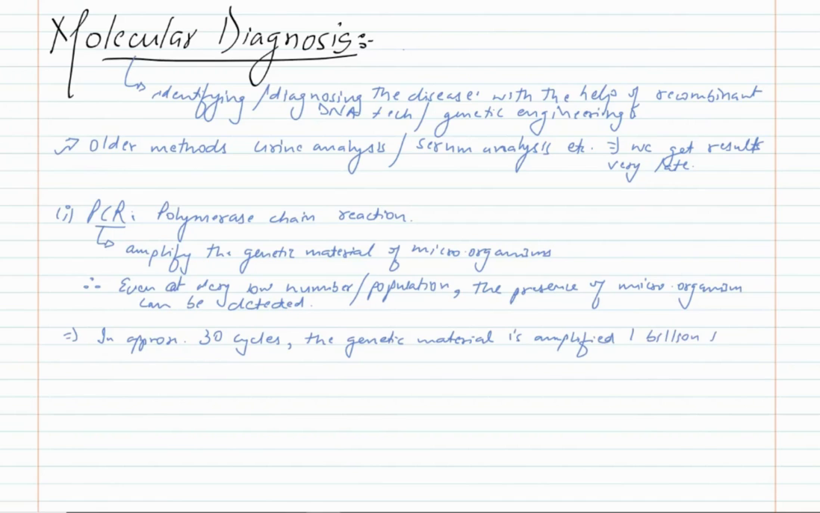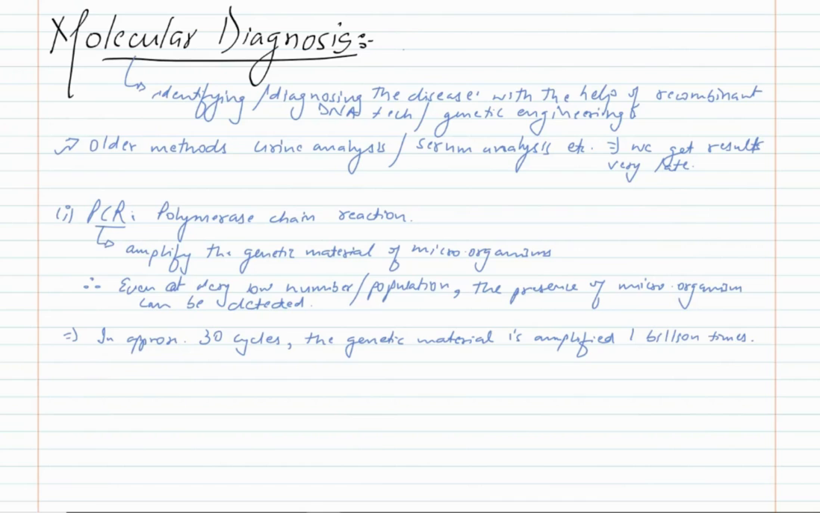So if a bacteria or virus is present in very low population and very low numbers, we can just take its DNA or the RNA, whatever its genetic material is, and we can use the PCR technique to amplify it, and we will be able to detect this pathogen at very low population.